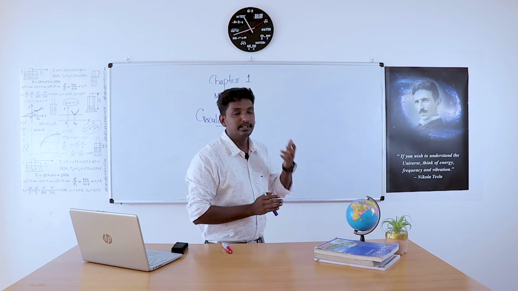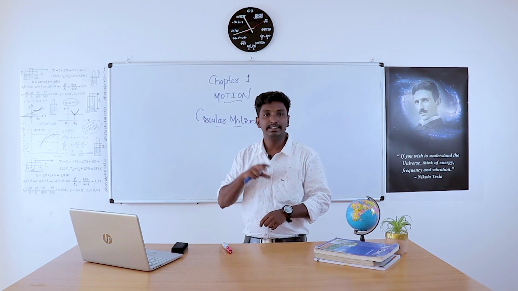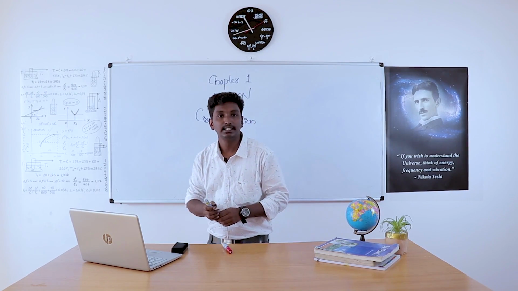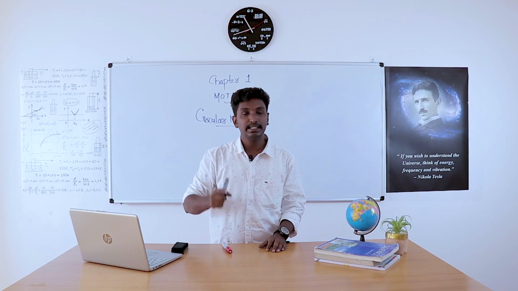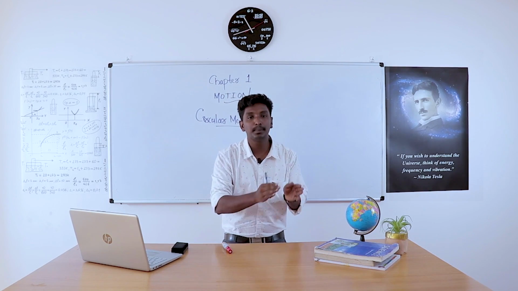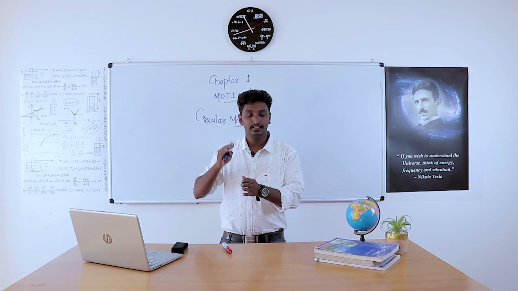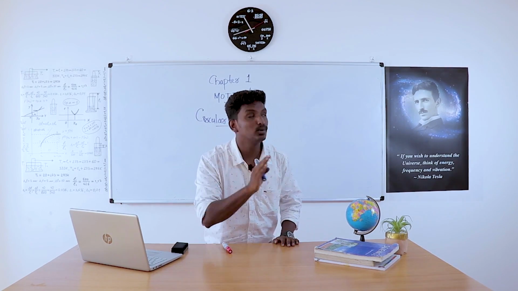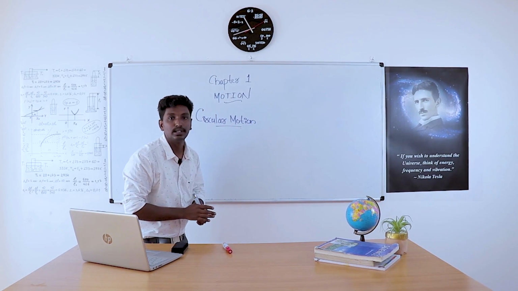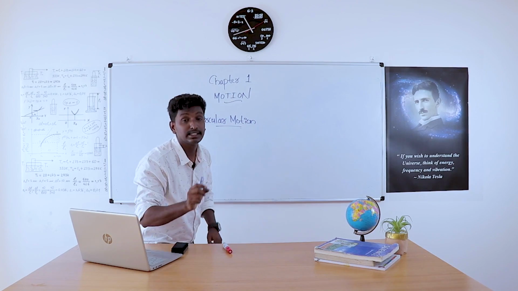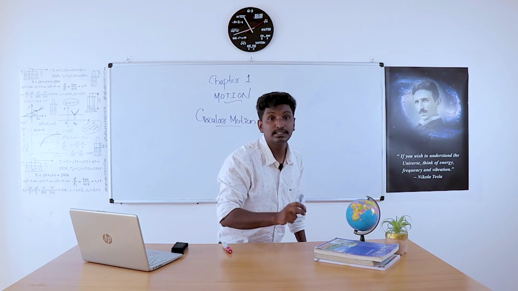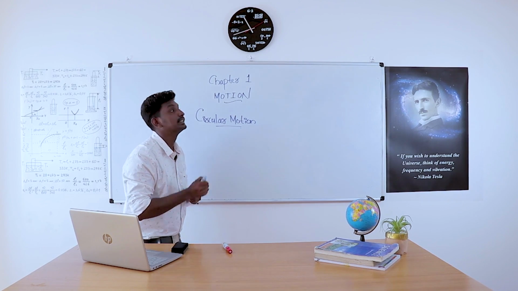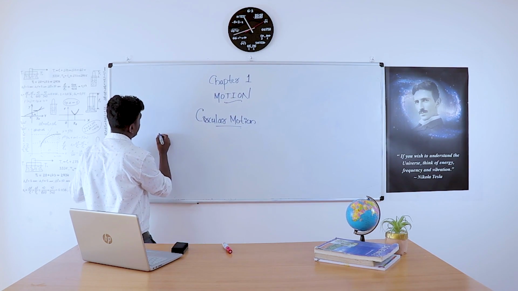Circular motion simply means an object is traveling along the circumference of a circle. That means if an object is traveling along the path of a circle, the moving path is in the shape of a circle, then the motion is said to be circular motion. If an object is traveling along the circumference of a circle, then the motion is said to be circular motion.